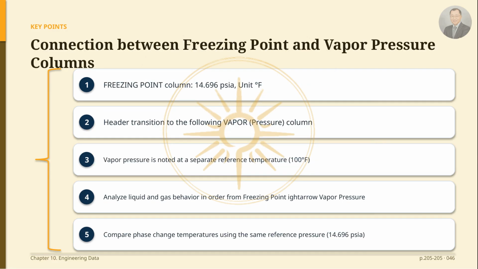Following the previous slide, I will introduce the part where the freezing point column and the vapor pressure column are connected. The freezing point is expressed in Fahrenheit based on 14.696 psia, and the next header moves to the vapor pressure column. Unlike the freezing point, vapor pressure is expressed at a separate reference temperature of 100 degrees Fahrenheit. By following this sequence from freezing point to vapor pressure, you can sequentially understand the liquid and gas behavior of each hydrocarbon. Since the freezing point shares the same reference pressure of 14.696 psia, it is used to directly compare phase change temperatures between compounds.